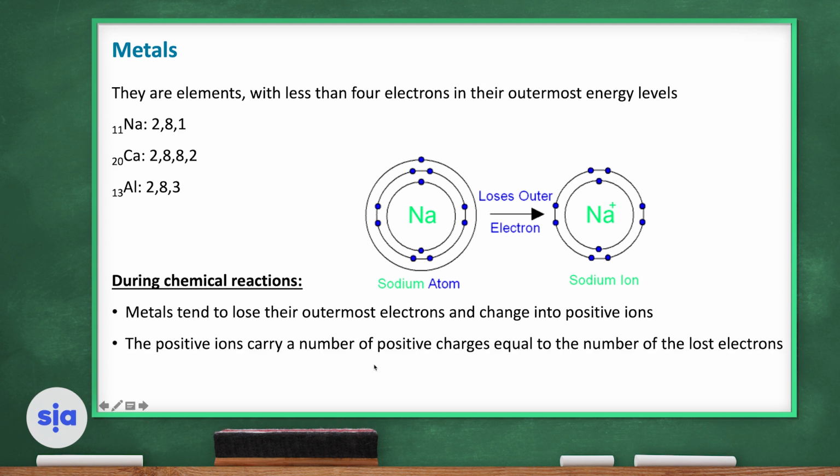The positive ions carry a number of positive charges equal to the number of lost electrons, and because sodium will lose only 1 electron, it will be given only 1 positive charge. That's why sodium ion acquires only 1 positive charge after being an ion.